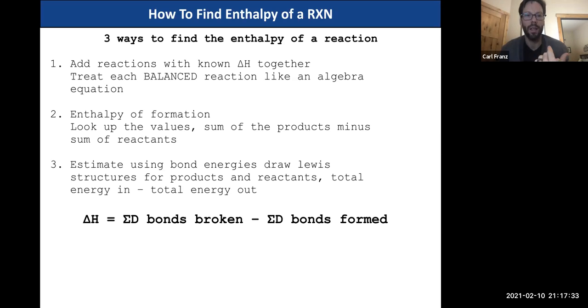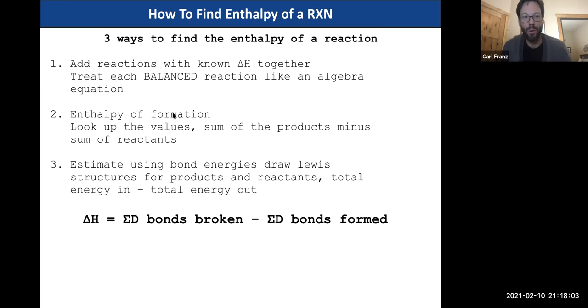And then the third way is to look at bond energies. So you often have to draw the Lewis dot structures to see which bonds are formed in a particular molecule. And then you take the sum of the bonds broken minus the sum of the bonds formed, which is the reverse of the enthalpy values.